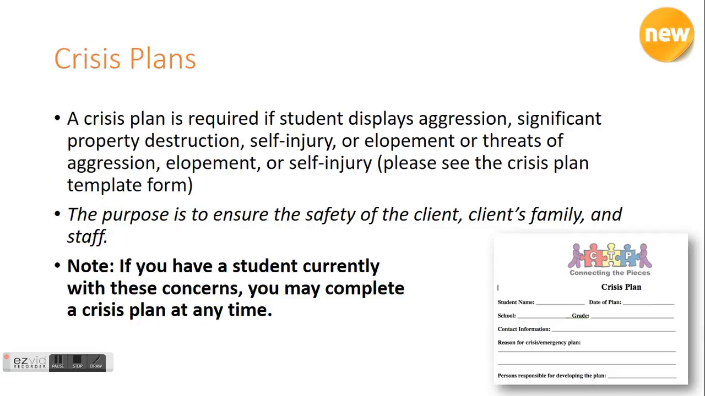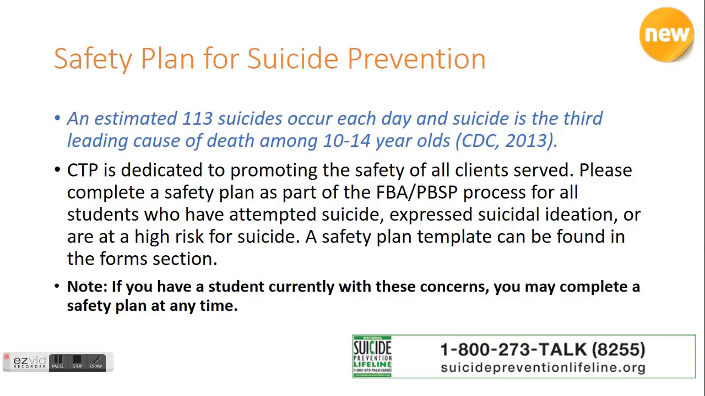Crisis plan. A crisis plan is required if students display aggression, significant property destruction, self-injury, or elopement, or threats of aggression, elopement, or self-injury. Please see the crisis plan template form. The purpose is to ensure the safety of the client, client's family, and staff. Note: if you have a student currently with these concerns, you may complete a crisis plan at any time. Here's an example of what it will look like on the website.